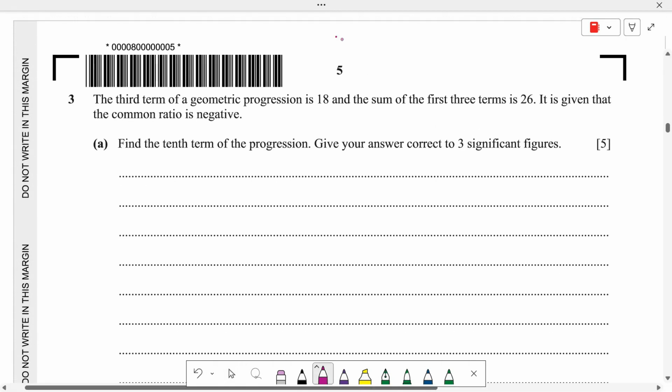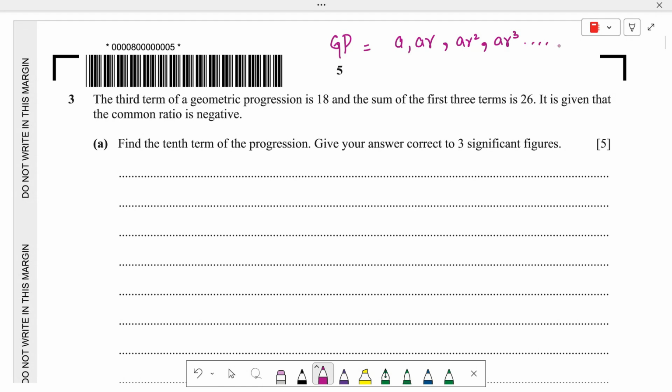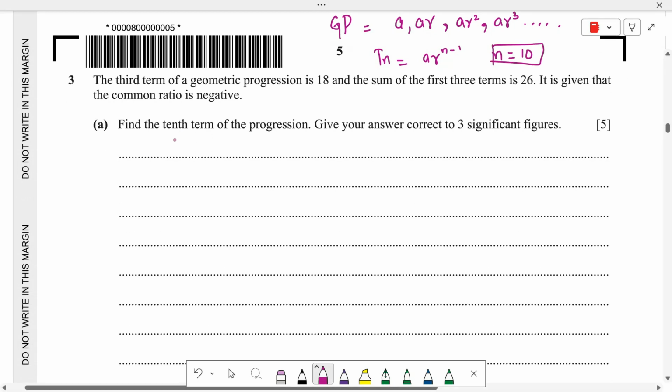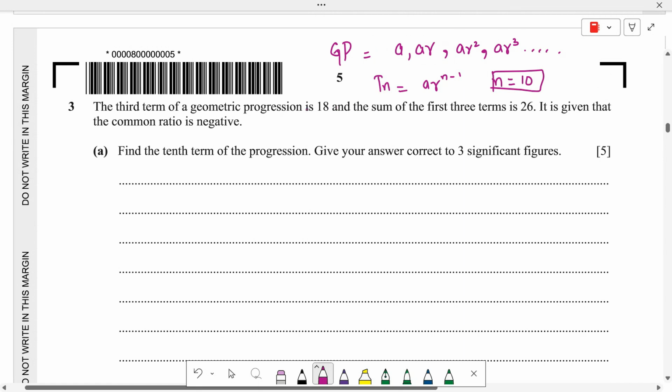First of all, we should know that a geometric progression is a, ar, ar square, ar cube, and so on, and in a geometric progression the ratio remains the same. Second, to find the nth term of the geometric progression, we have Tn equals a r to the power of n minus 1. If we want to find the 10th term, n will be 10. So we need to find the 10th term by using the given data.